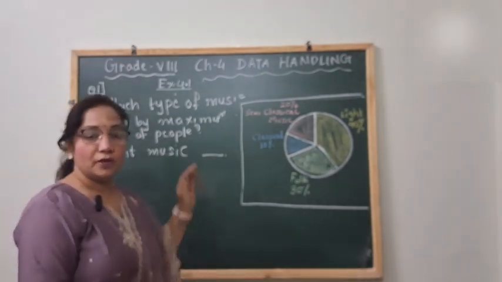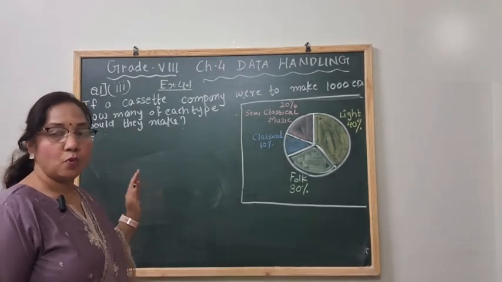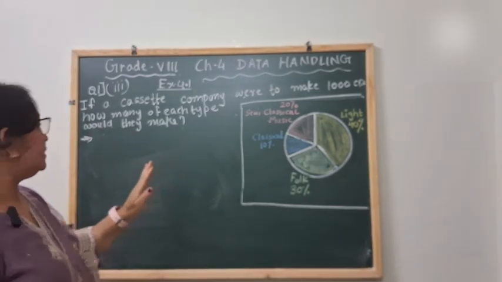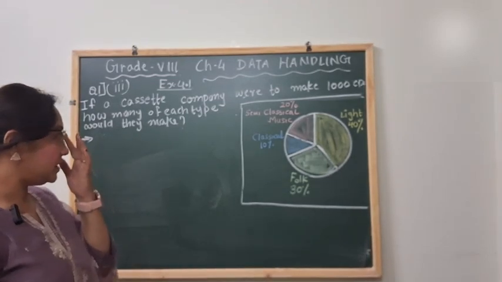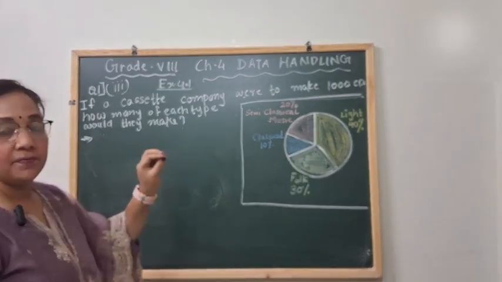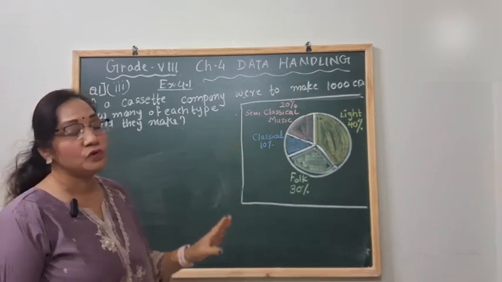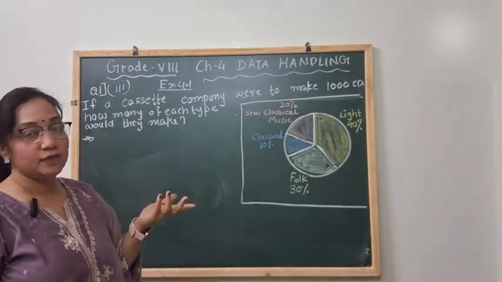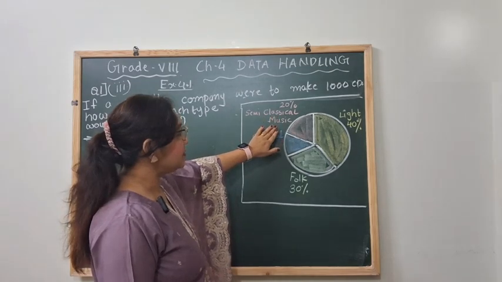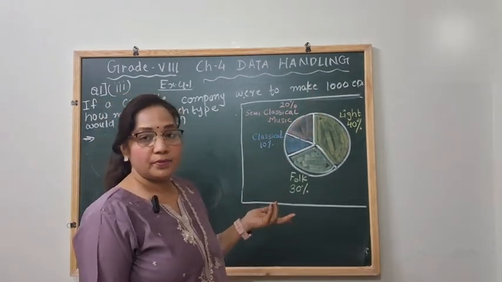Light music, you can just write it in a full sentence, students. Light music is liked by the maximum number of people in the city. Okay, now moving on to question number 1, third sub question. They are telling, if a cassette company were to make 1000 CDs, how many of each type would they make? Looking at this pie chart, how many CDs of each type of music would they make? It is very simple. CDs are 1000. So for semi-classical music, 20% like semi-classical music, so 20% of 1000 is the number of CDs we will get.